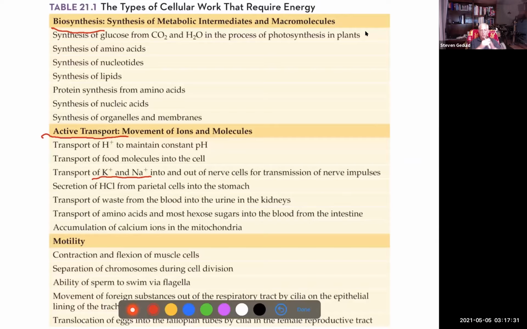Secretion of hydrochloric acid into the stomach for breaking down foods. Transportation of waste into the bloodstream, into the urine, into the kidneys. Transport of amino acids and sugars into the bloodstream from the intestines, and accumulation of calcium ions in the mitochondria. We have to have calcium ions. There are 2 things that every muscle cell requires to contract. That's calcium and ATP. You have to have both of those. Without both, your muscle cells are not going to contract. And your heart's a muscle. So without calcium and ATP, your heart stops. You have to have those for all muscles in the body.